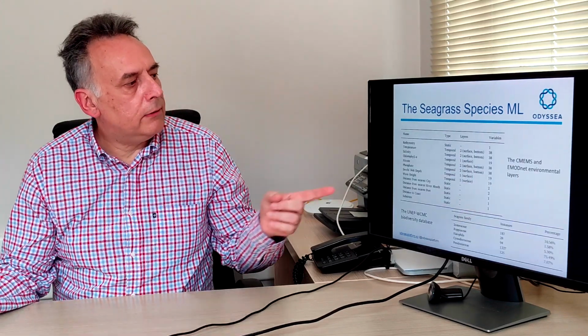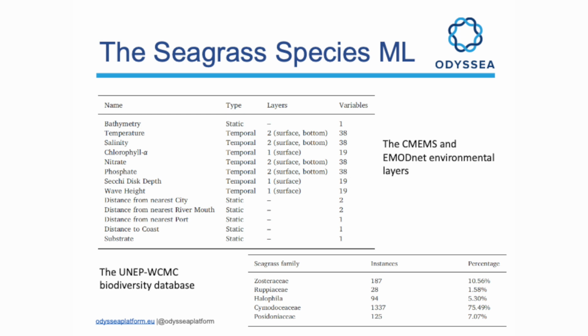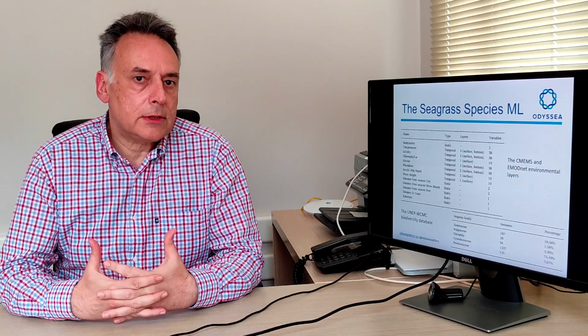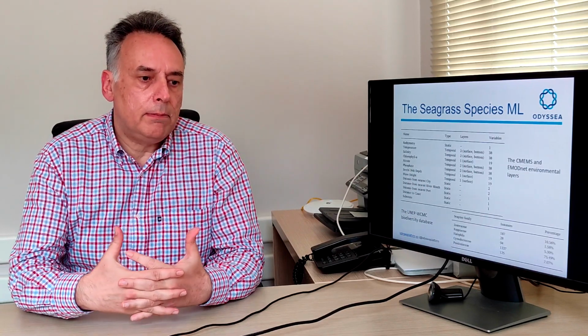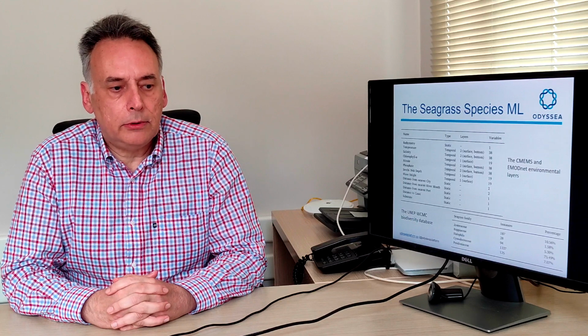Here you see the different parameters that we considered. For example, bathymetry is extremely important for the presence or absence of seagrass species, but also other parameters like water temperature, salinity, chlorophyll, nitrate, phosphate, Secchi disk depth, turbidity. The wave height also is extremely important, the distance from the nearest city or port, or the distance from the mouth of a river. So these parameters were considered as important, and they were imported in the model.